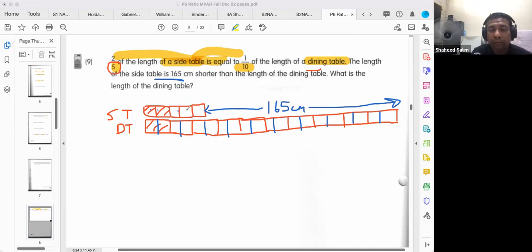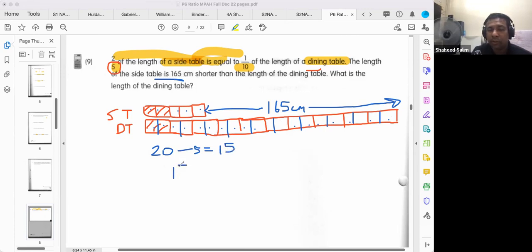1, 2, 3, 4, 5. You see, you got 5 units. The bigger one last time was 10. Now, because each of the 10 units you divide into 2, you got 20 units. So 20 units, if you don't believe, 1, 2, 3, up to 20. 20 units minus 5 units, you get 15 units.